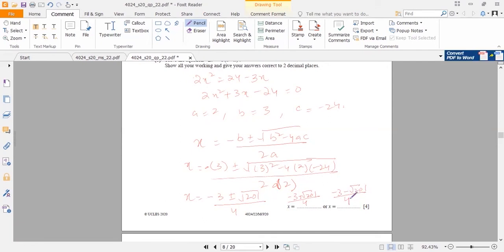Or you can write it as 2.79 for the first value, and the second value is minus 4.29.